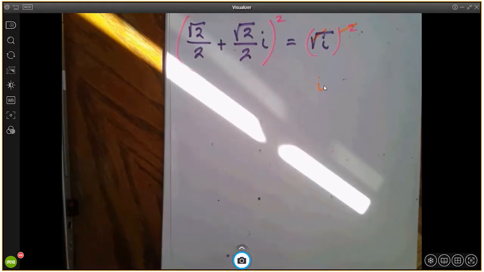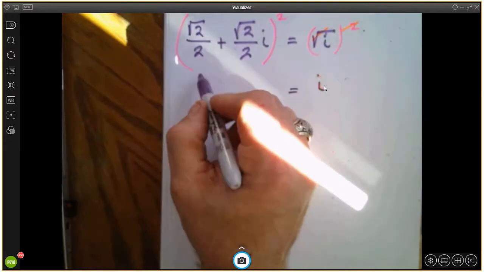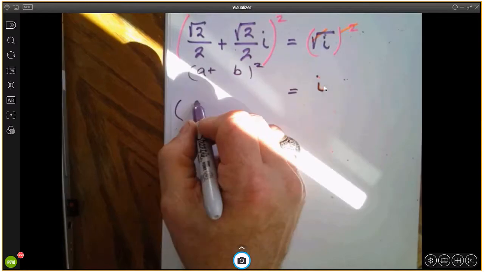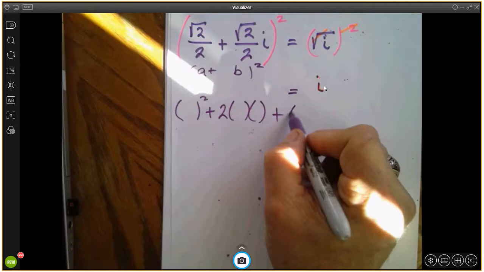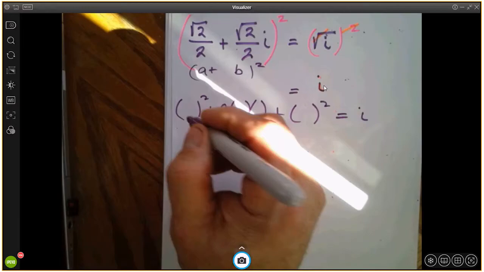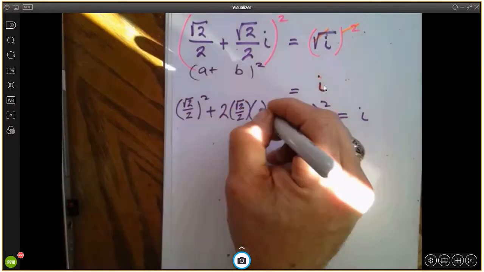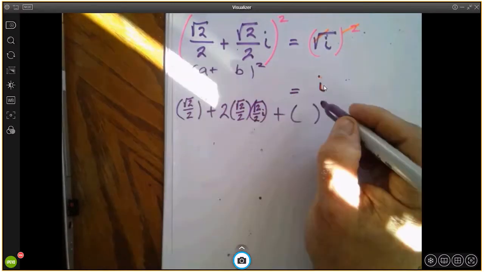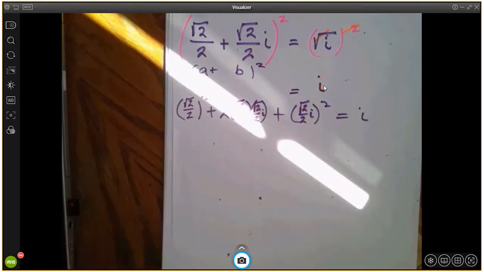I is equal to, well, this is (A plus B) quantity squared, which is equal to A squared plus 2AB plus B squared. Now, if you don't know that and you haven't watched the videos, then you're behind. So the square root of 2 over 2, square root of 2 over 2, square root of 2 over 2i, and square root of 2 over 2i. That's how you do shortcut number 1.